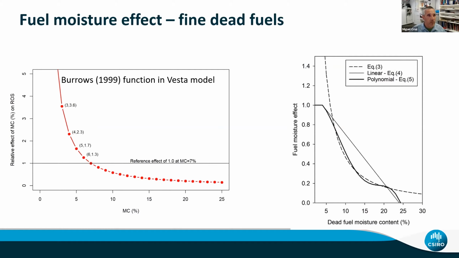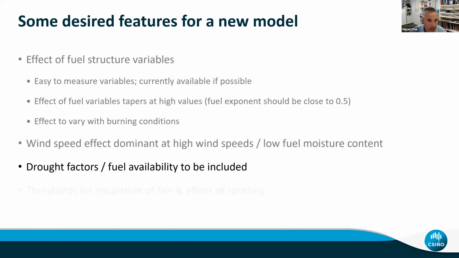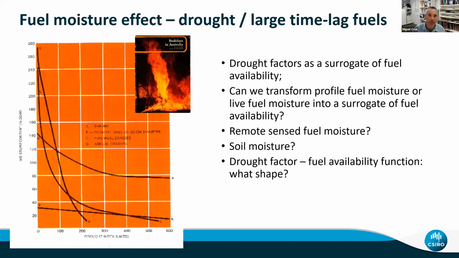Right? So that's how we try to capture some of that evidence. Some of that evidence comes from wildfires, but we're not in the experimental data set. Another aspect we are quite interested in is implementing some drought factor fuel availability function in the model that was not in the previous Western model.